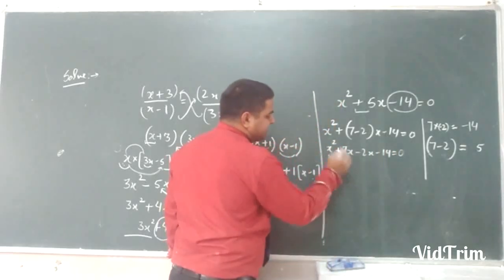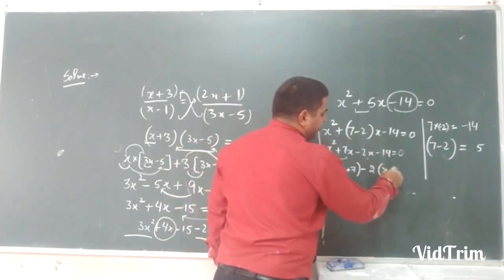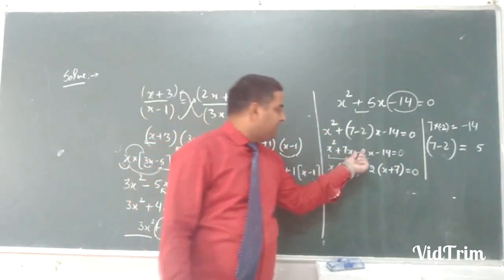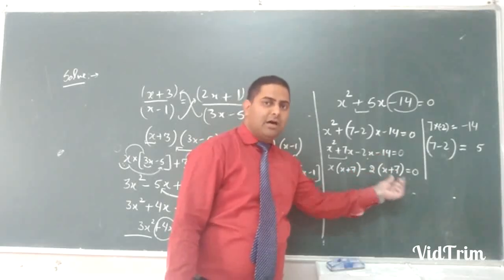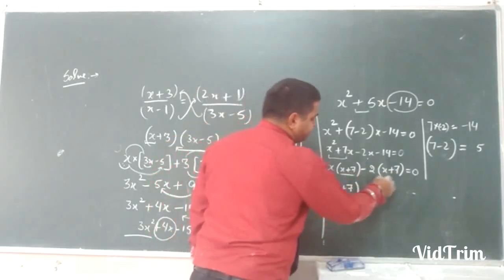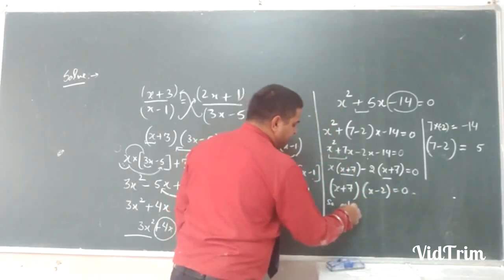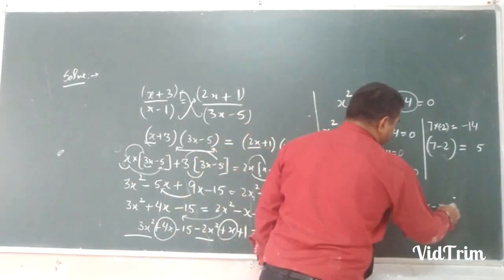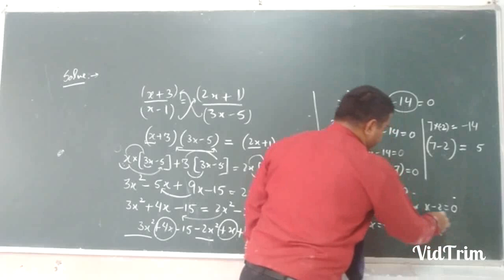Out of these two numbers, x is taken common, we get x plus 7, minus 2 is common, we get x plus 7 equals to 0. Keep in mind here, minus is taken out, so this minus changes to plus. Out of these two, what is common? X plus 7 is out. We are left with x minus 2 equals to 0. So either x plus 7 equals 0 or x minus 2 equals 0. So x is minus 7 or x is plus 2.